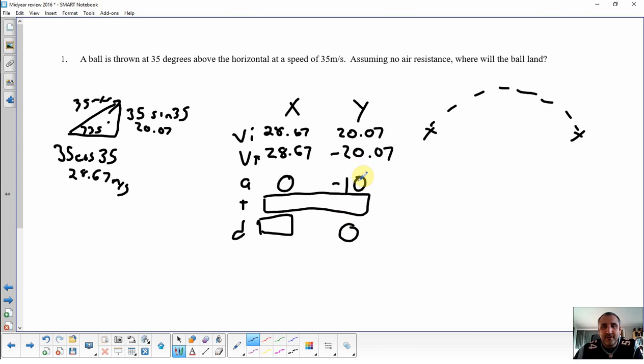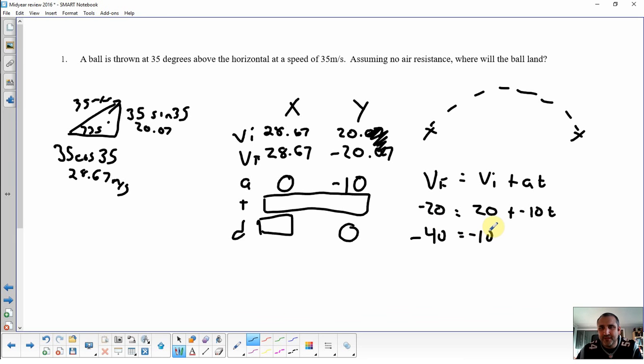A VI, a VF, an A, and a T, I say VF equals VI plus AT. That's a great formula to use. VF is going to be negative 20. I'm just going to round this down to 20 because carrying a 0.07 is foolish. Negative 20 equals 20 plus negative 10t. Subtract 20 from both sides. Negative 40 equals negative 10t. See how nice and easy using negative 10 is? Divide both sides by negative 10. I don't even need a calculator. My time is going to be 4 seconds.